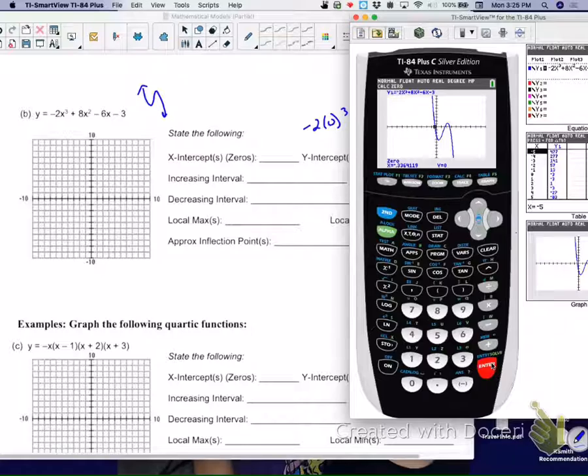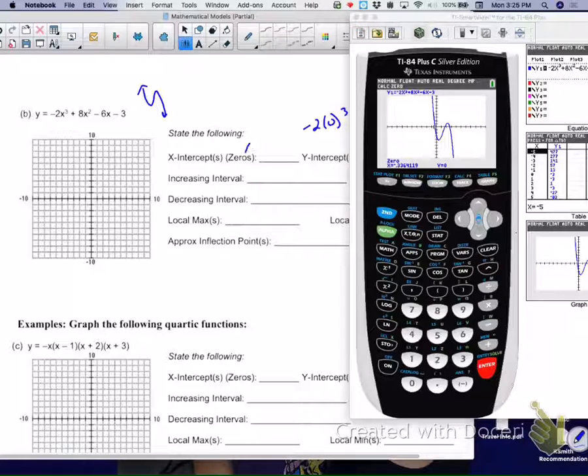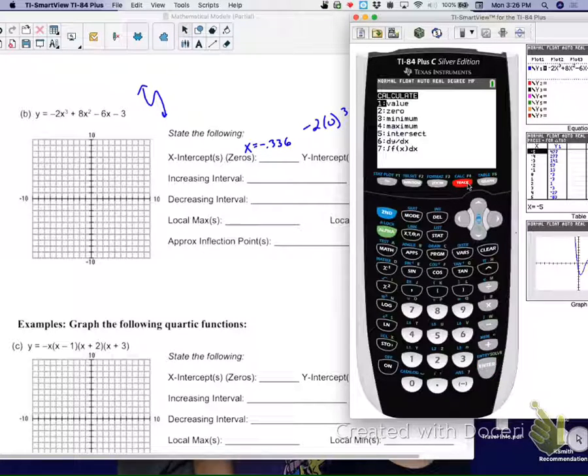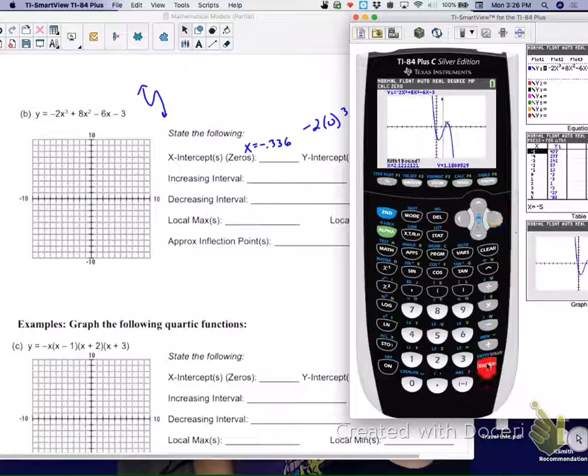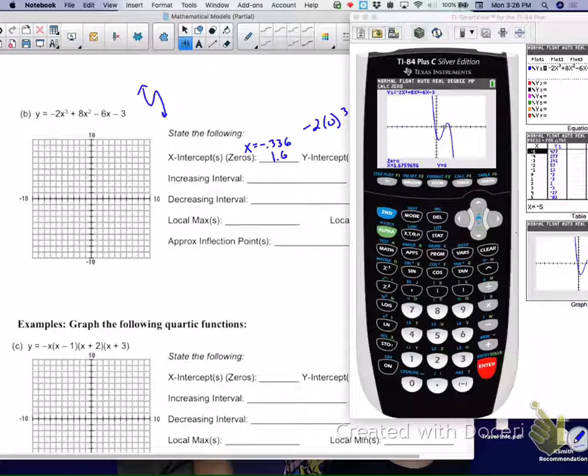So let's just do 3 sig figs. So x equals -0.336. Okay, so that's one of them. You find the other one the same way. Calculate zero. Okay, so we're going to continue over here. Hit enter on this side. Hit enter on this side. I think it's about right here. 1.68, again, if we do 3 sig figs.